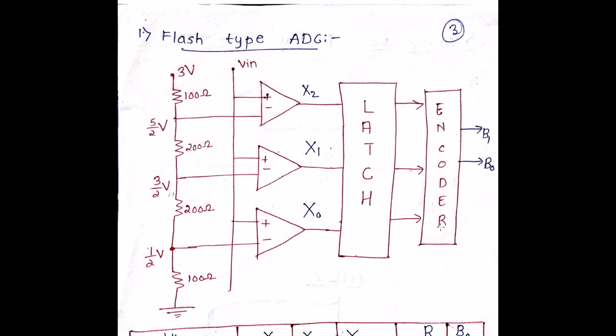So how is it going to work? Why is it called a flash type of ADC? What are the advantages and disadvantages we are going to cover? So please watch the video till the end.